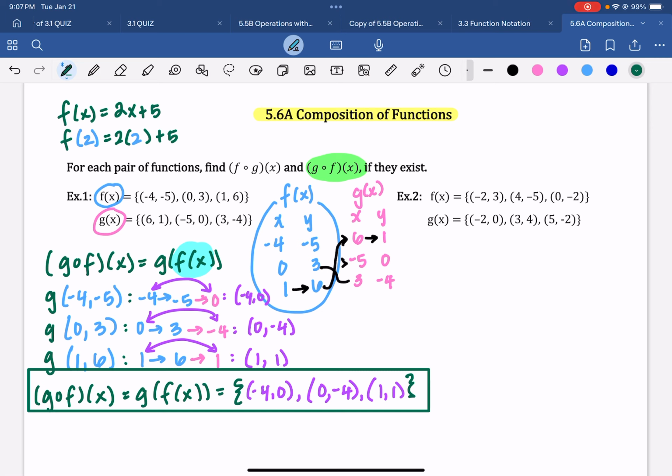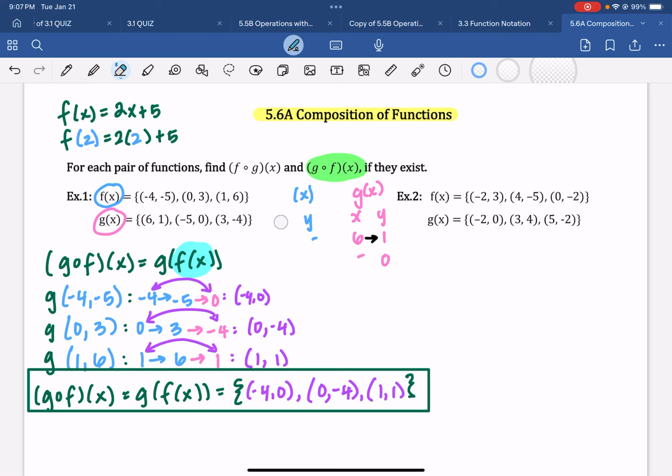All right, so we're going to go again on example 2. Same thing. We're going to do f circle g, and then we're going to do g circle f and play back and forth on these two things. I'm going to erase these so we have space to work. All right, so we have f of x now a new set of points and g of x a new set of points.